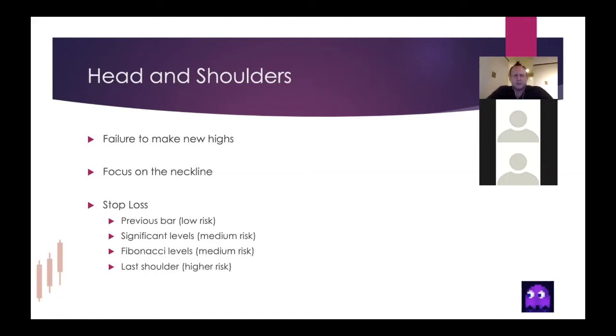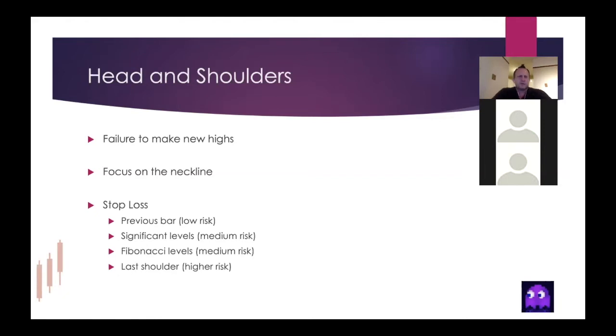So we'll continue with head and shoulders. This one is probably one of the most reliable. It's fairly simple to identify. There is a tool to draw that in TradingView. While we're on this module, I can show you how to do that.